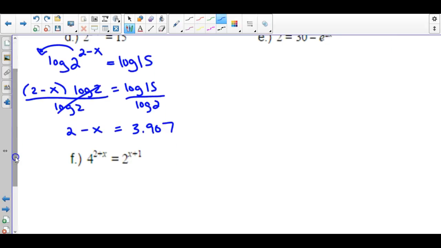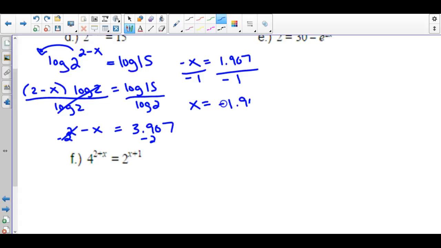So a couple ways we can go about solving this. First thing I'm going to do actually is just subtract the 2 on both sides. So I'll have negative x equals, and if I subtract 2 here, and I'm going to subtract 2 here, I'm going to get 1.907. And then my last step would be to divide both sides by -1. So I'll end up with x equals -1.907.